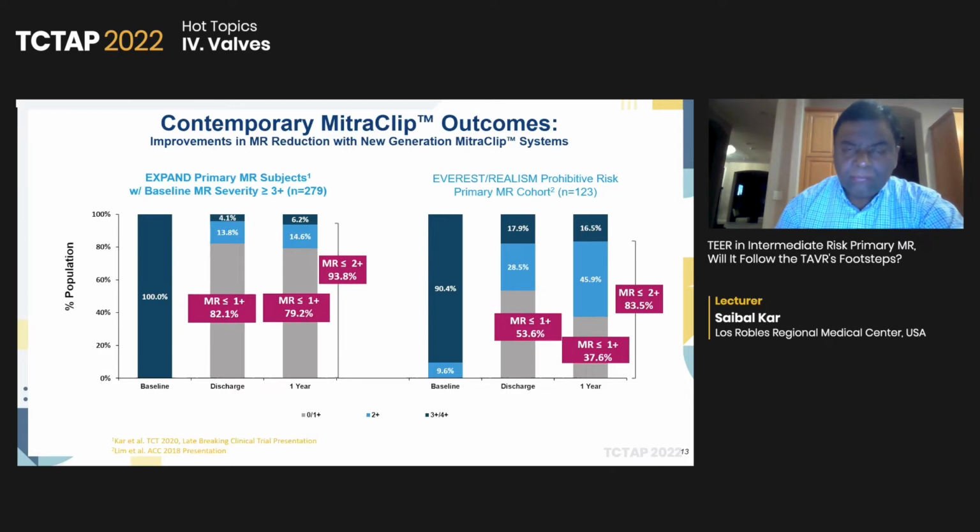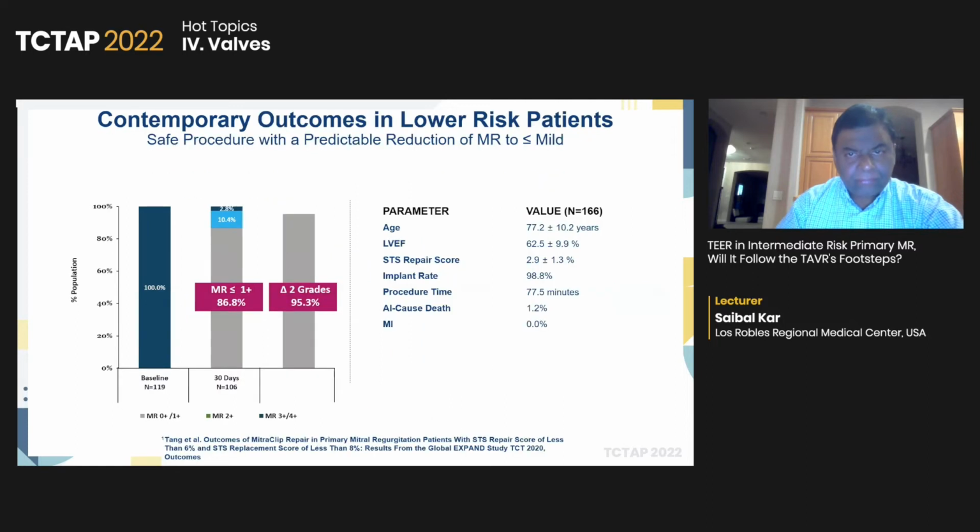And why did this happen? It happened for 3 good reasons. One, there was an improvement of technology, especially with the inclusion of a new size, the XTR. The second is the experience, and the third is, of course, imaging. Putting this together, this is probably what represents the contemporary data with transcatheter edge-to-edge repair.